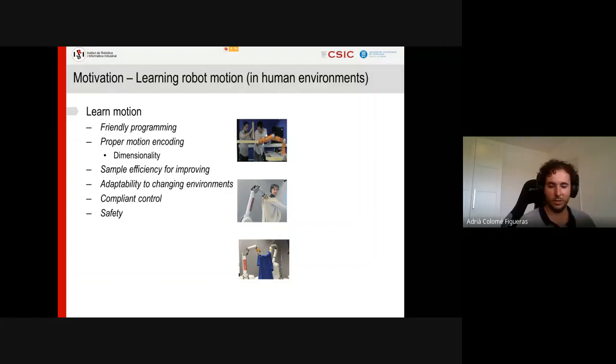And when the robot interacts with someone or something that is not very rigid, we need it to be safe in control terms. This is what we call compliant control: the robot should avoid colliding with people, but if it collides, it collides in a compliant manner, so it doesn't hurt the person. It's a soft impact, let's say.